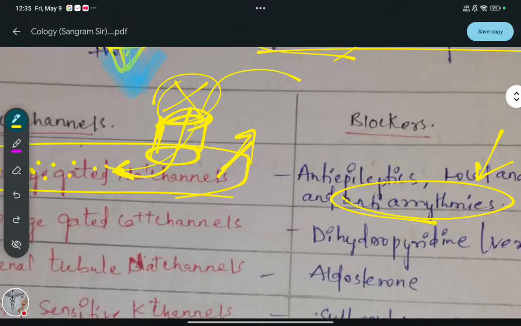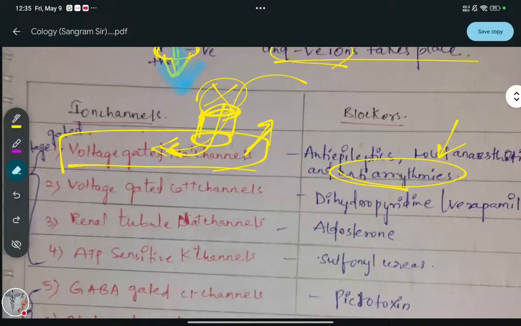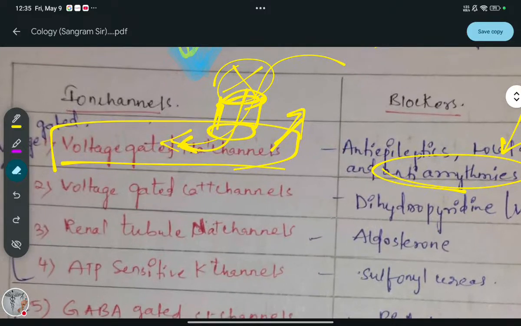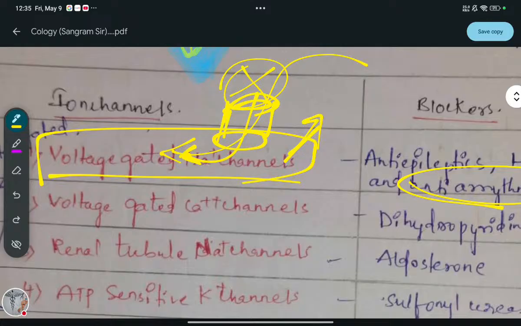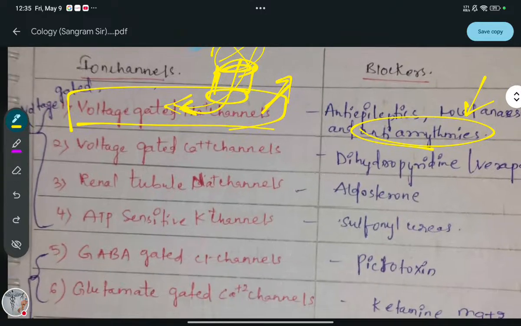When the voltage gated sodium channel is blocked, at that moment what will happen? There is no entry of sodium. When there is no entry of sodium, the positive charge which was being generated inside the cell will now not be generated. And when it is not generated, the cell depolarization will not take place. The cell will not be depolarized, the cell will not be active, and it will not show any contraction. Ultimately, tachyarrhythmia will decrease, it will reduce, and the treatment will be done very easily.